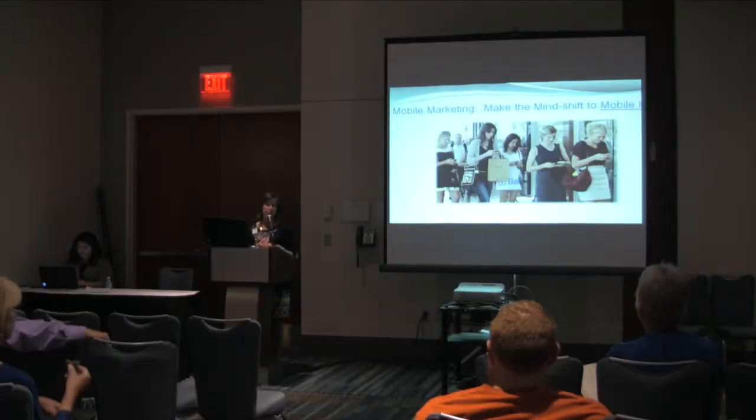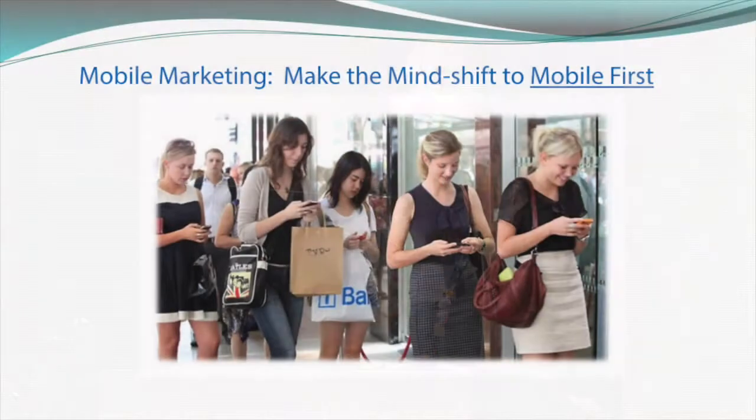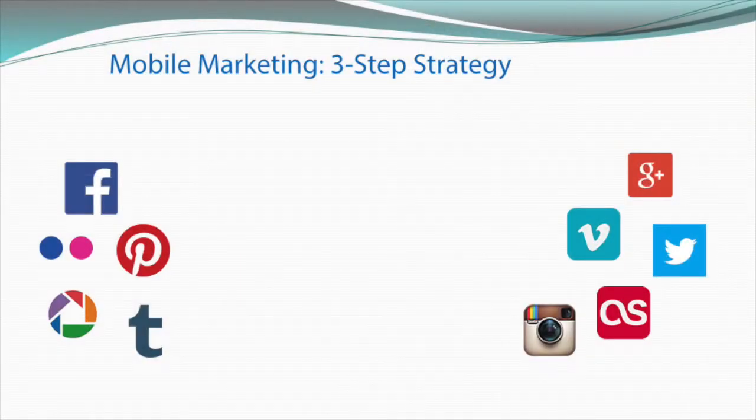The first thing you have to do is make this mind shift to mobile first. And this has been a recurring theme in a lot of the sessions that I've been sitting in on. If you look at this picture, this is the world we live in. You just have to realize it and get on with your marketing plan. But how do you do that? How do you make that connection to your customers, the whole mobile thing, everybody on their phones all the time? So what we're going to do is look at a basic 3-step strategy for a mobile marketing plan.